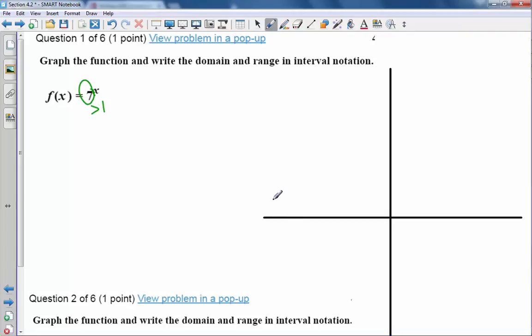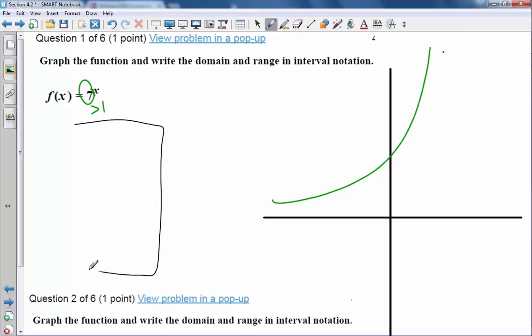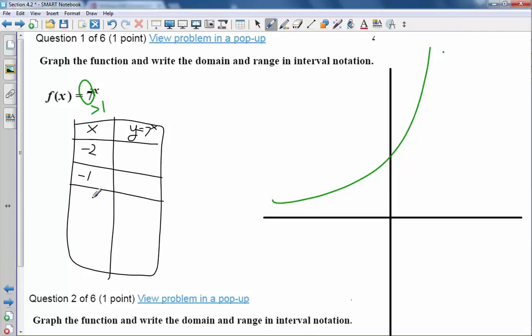So that's it, I'm done. Well, technically you need to be testing several values. I know what it looks like, but this is what you're supposed to do. Set some x and compute y values by 7 to the x, such as -2, -1, 0, 1, 2. When I put this in, it's 1 over 49, 1 over 7, 1, 7, 49.